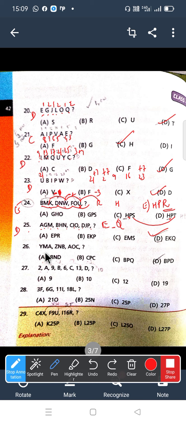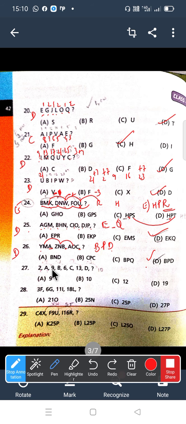Now coming to 26th one, YMA, ZNB, AOC. If you observe here, it is moving backward. That means next to that what letter will come, children? You will get B only, right? And coming to the last letters A, B, C, D should come, last B, and first one B, last one D. You have two options, A and D options are there, so go for middle option, middle one also, MNOP, that means BPD. Option D is the correct one.